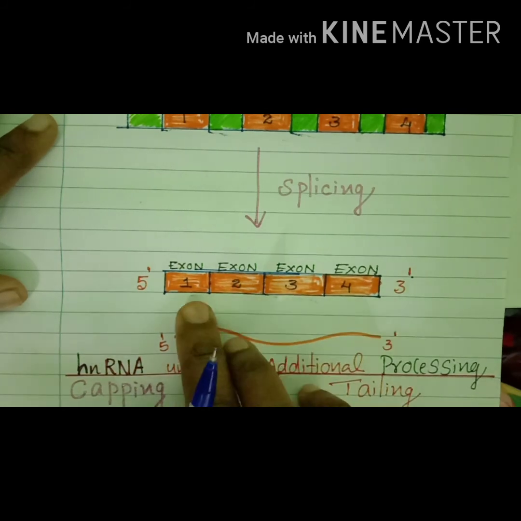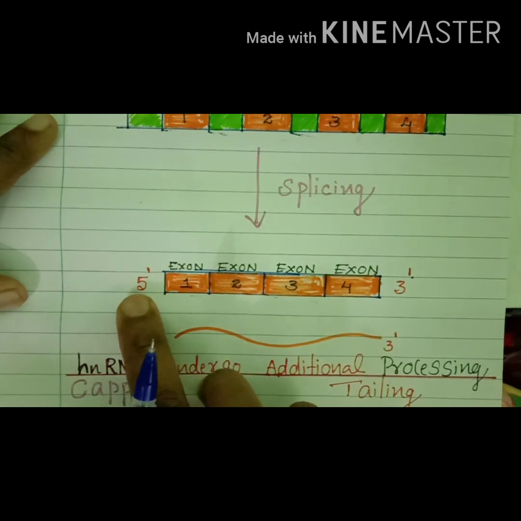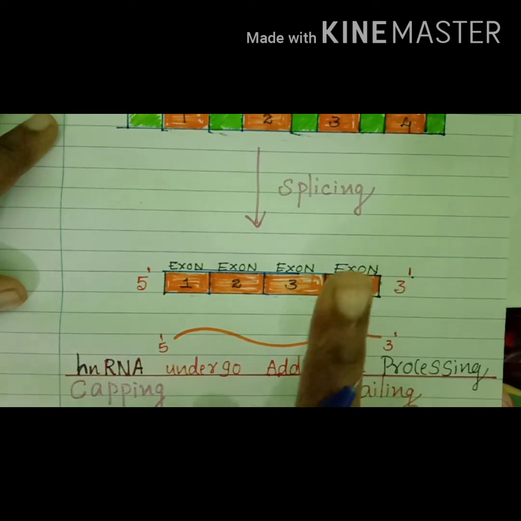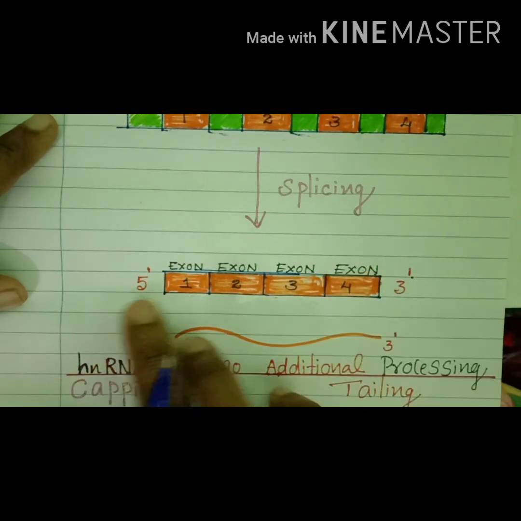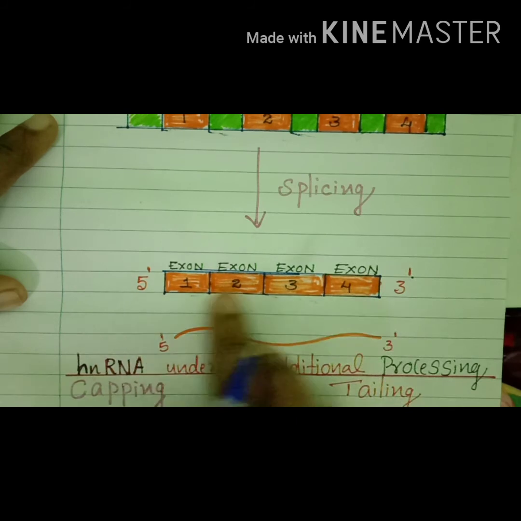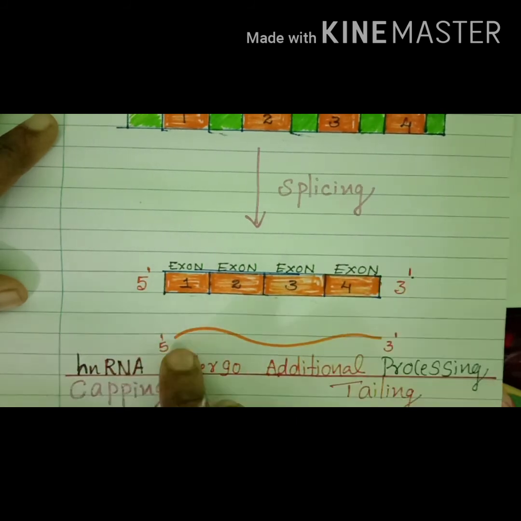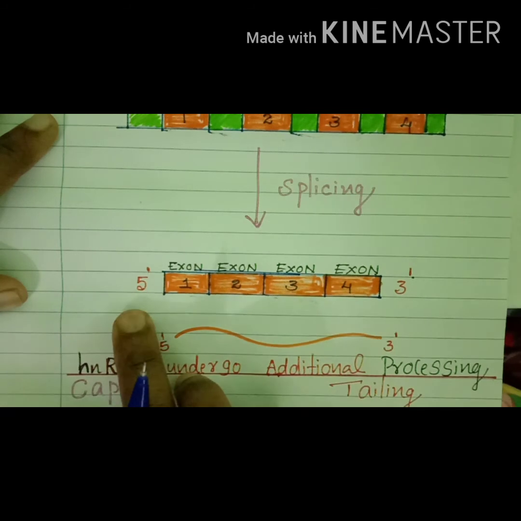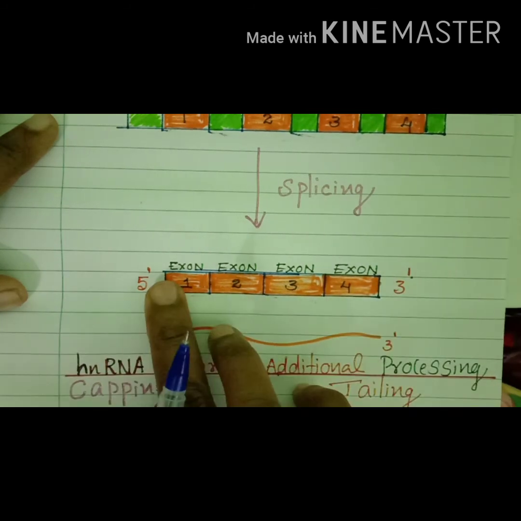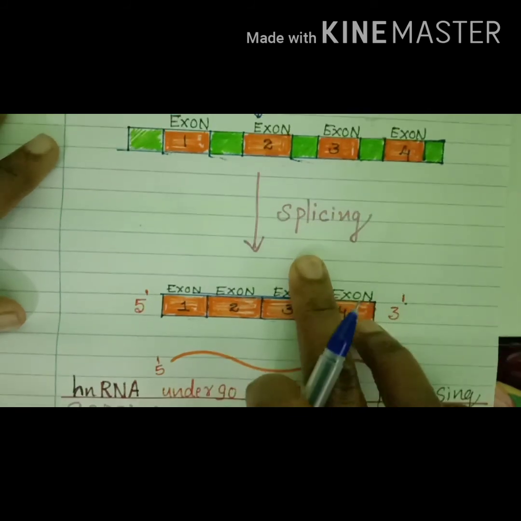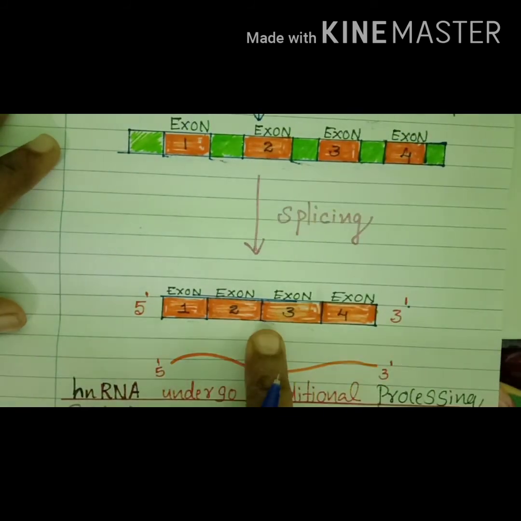It does not consist of introns, it consists of only exons, and the direction is 5' to 3', because the RNA polymerase enzyme transcribes only in one direction, that is 5' to 3'. RNA synthesis occurs in which direction? 5' to 3'. So here we can see a new RNA with 5' to 3' direction and there are no introns because it is formed after splicing. So splicing is removal of introns and joining of exons.